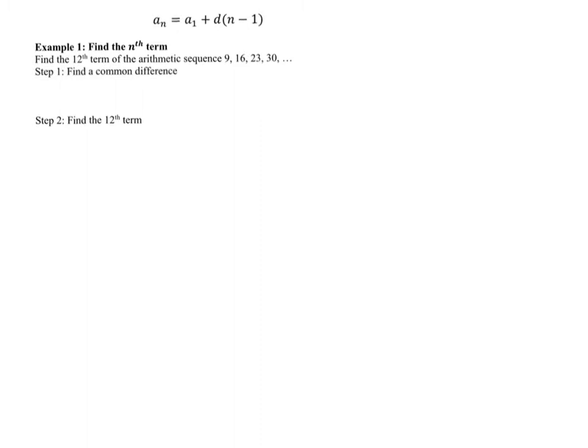To get from 9 to 16, we're going to be adding 7. To get from 16 to 23, we'll also be adding 7. And to get from 23 to 30, we'll also be adding 7. So the common difference, D, is going to be 7. Now we can go ahead and use our formula.